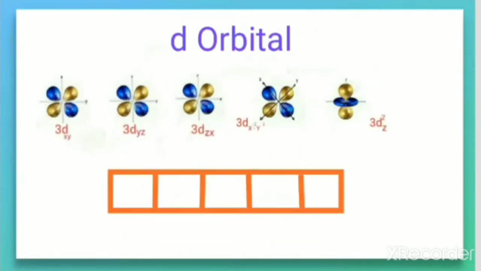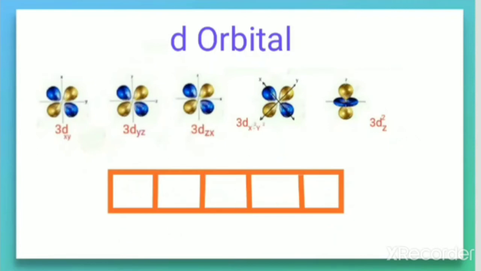The D orbital is of double dumbbell shape, as we have discussed in the previous video. It is of 5 types because of 5 orientations, that is dxy, dyz, dzx, dx square minus y square and dz square. Because of these 5 orientations, we have to make 5 boxes. You can see there are 5 boxes, and here the first one represents dxy, then dyz, dzx, dx square minus y square and dz square. So like this we will make 5 boxes for the case of the D orbital.